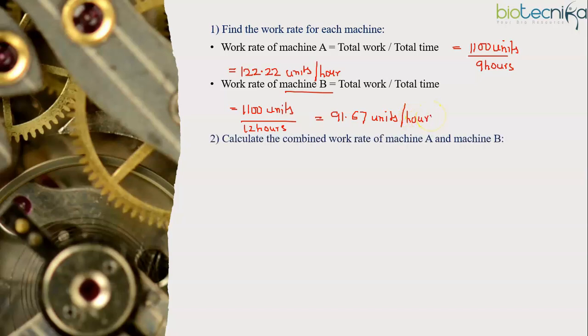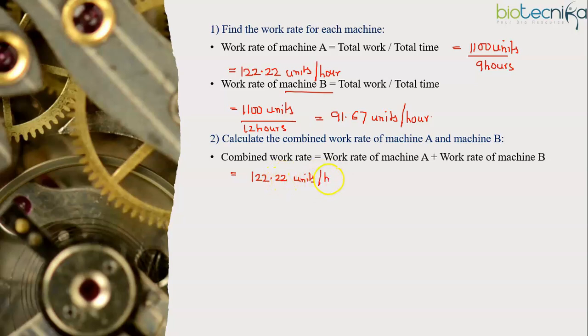The next step is we'll calculate the combined work rate of machine A and machine B. So we'll use the formula work rate of machine A plus work rate of machine B. That is 122.22 units per hour, and the work rate of machine B is 91.67 units per hour. On adding both, we'll get 213.89 units per hour.